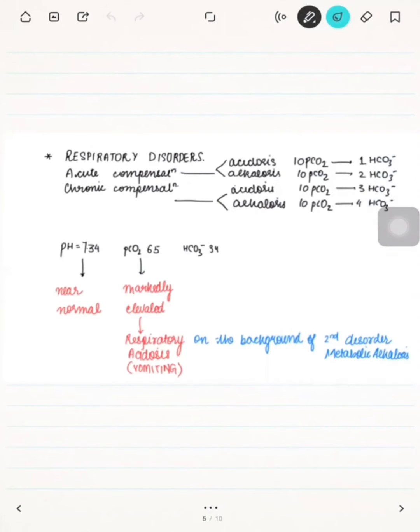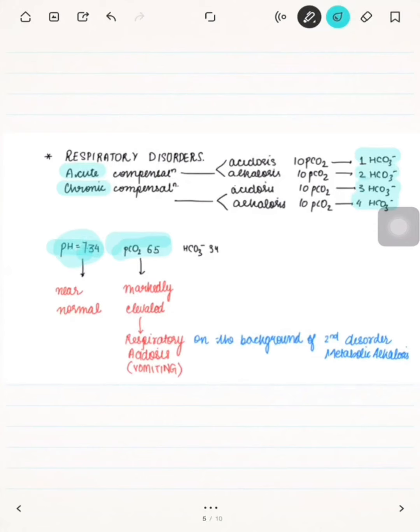Then we'll talk about the compensation for respiratory disorders. In respiratory disorders, the compensation depends on timing. In acute disorders the compensation will be lesser, and in chronic disorders the compensation will be more. This is because the kidney is a slow compensator. Here CO2 is high, which means acidemia, and the pH is also acidemic. So this is respiratory acidemia.